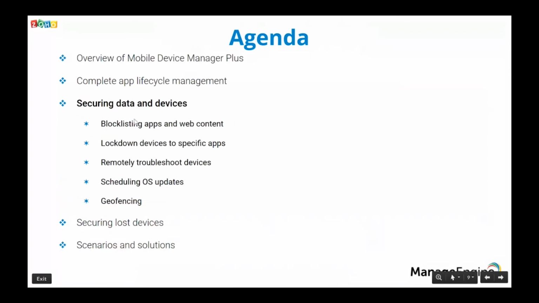In the next section, we'll see how you can secure the data on your devices by blocking certain apps or web content, locking down your devices to run only on a specific set of apps, which we call kiosk mode. We'll see how you can remotely troubleshoot your devices in case of any device issues. We'll see how you can schedule, automate, and even restrict your OS updates, and also how to achieve location-based compliance by using the geofencing feature.